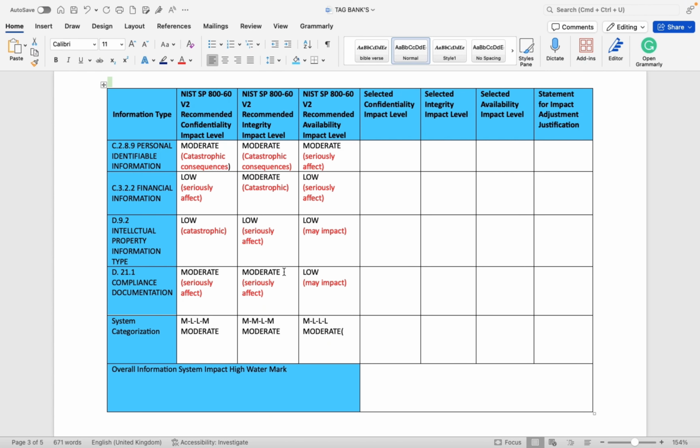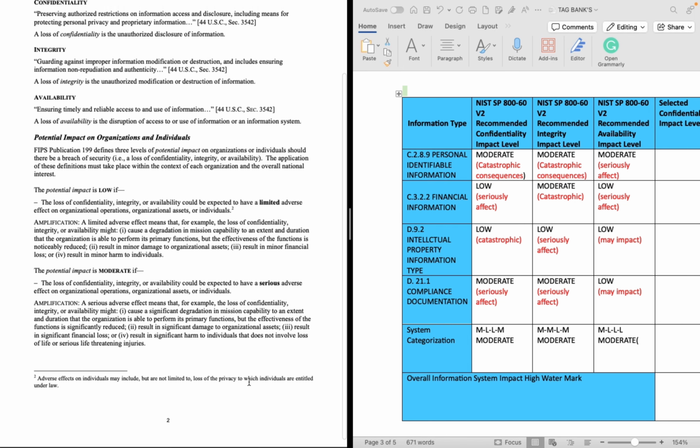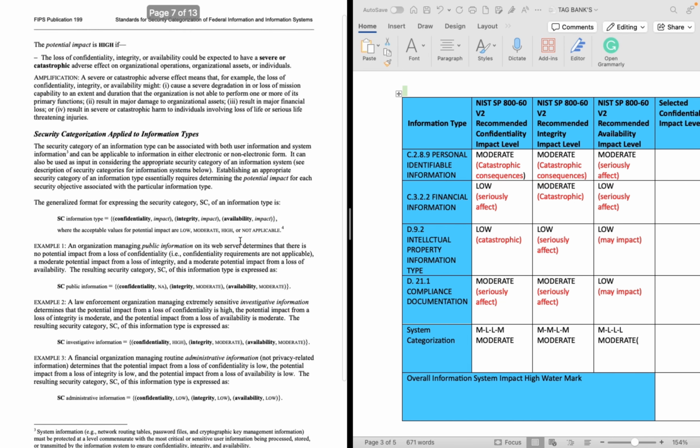Now, this is what we have. I added some colors so it's easy on the eyes. Now let's go to the next step. According to the FIPS publication, the potential impact is low if the loss of confidentiality, integrity, or availability could be expected to have a limited adverse effect. And for moderate, it is a serious adverse effect. I want you to note those key points. And for high, it is a severe or catastrophic adverse effect on the organization.